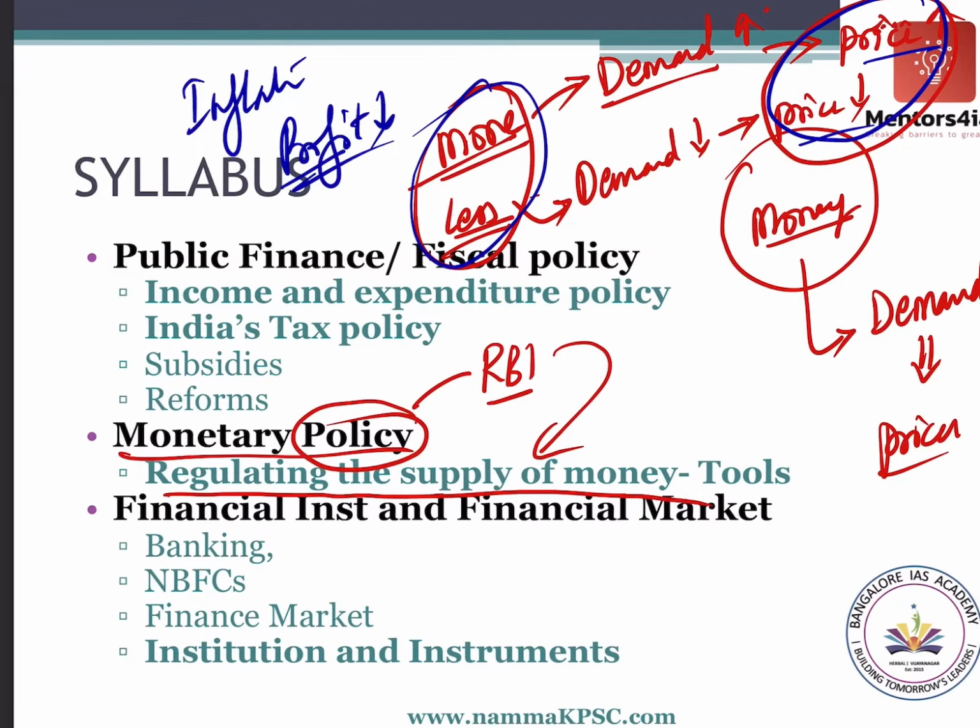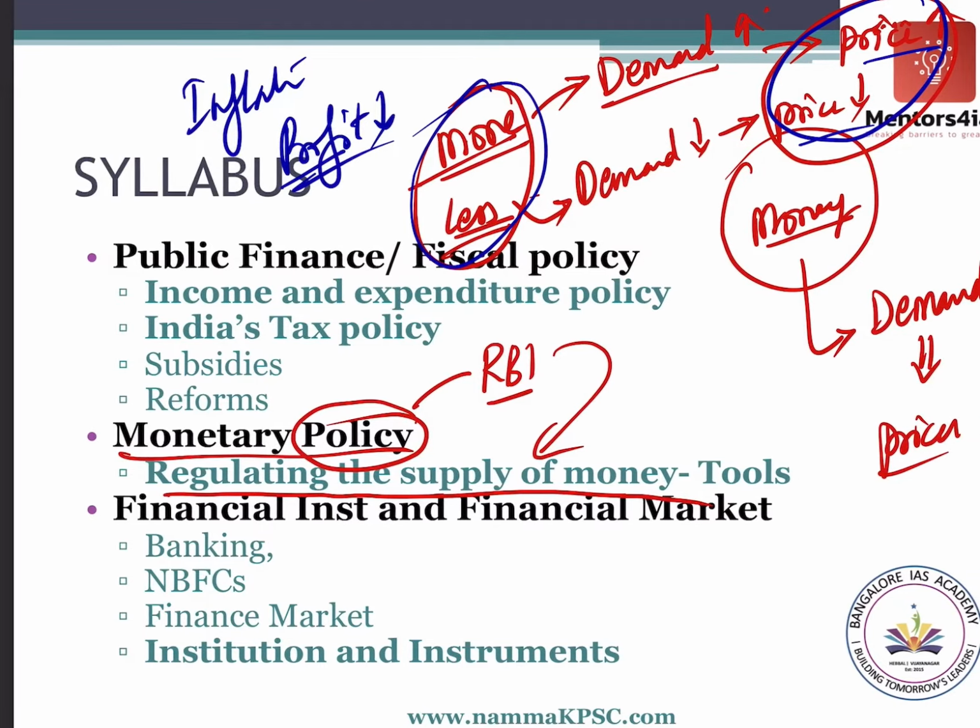So this policy of RBI to regulate the supply of money in the economy is known as monetary policy. So how does it do it? By supplying more money when there is shortage, or absorbing more money when there is excess. For this, RBI has got various tools.